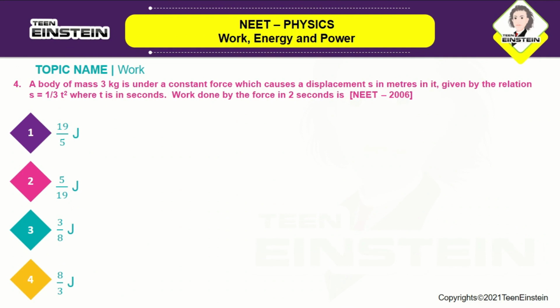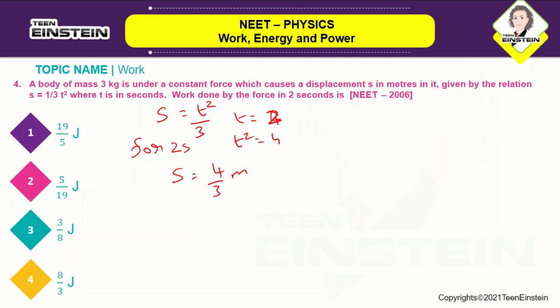So they want us to calculate the work done by a force within 2 seconds. The body of mass 3 kg is under a constant force. Because of the force, displacement takes place. The displacement S in meters is given by the relation S equal to t square by 3. They want us to calculate it for 2 seconds. So for 2 seconds, t will become 2 and t square will become 4. So S will become 4 by 3 meters.